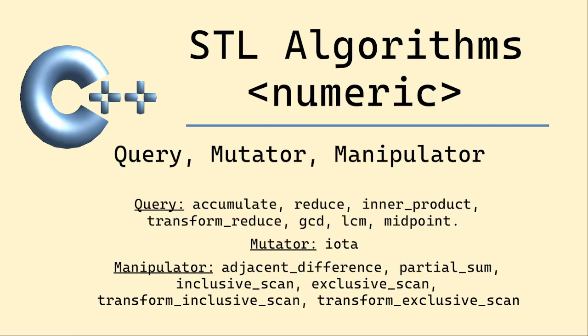Here you see numeric algorithms categorized as query, mutator and manipulator. We have query type algorithms: accumulate, reduce, inner product, transform reduce, GCD, LCM, midpoint. Mutator type: iota. Manipulator type: adjacent difference, partial sum, inclusive scan, exclusive scan, transform inclusive scan, transform exclusive scan.